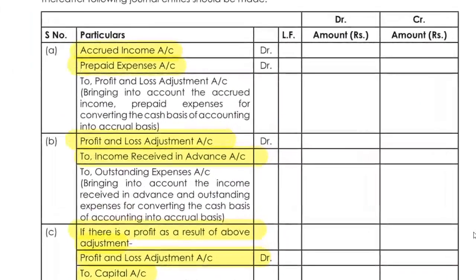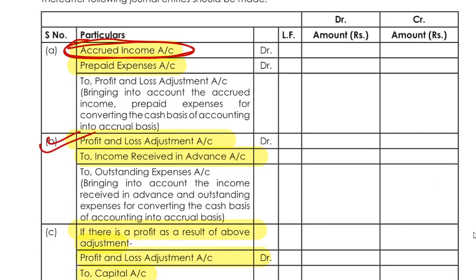So you will have an accrued income account. This income is nothing but the income you should have received, but have not yet received. There will be some customers from whom you need to receive some amount, but you haven't received it yet. So for that, what do you need to do? For that, we need to use one account called the profit and loss adjustment account.